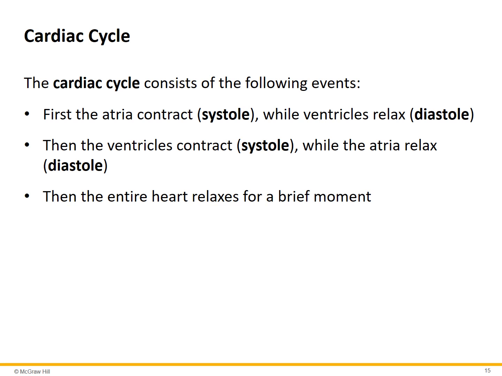So blood pressure is specific just to ventricular contraction, but you can also use the word systole when discussing the atria contracting, okay? So you're going to have atria contract, ventricles relax, and then there's a brief point where everything is relaxed, and then the next cardiac cycle would start.